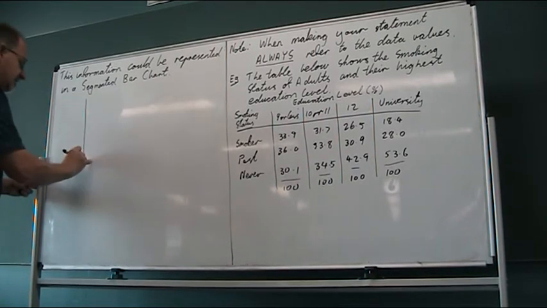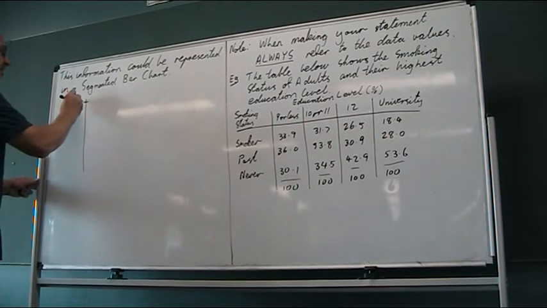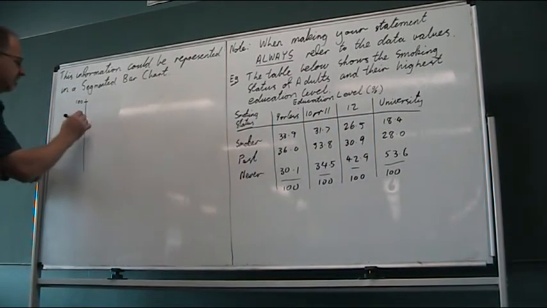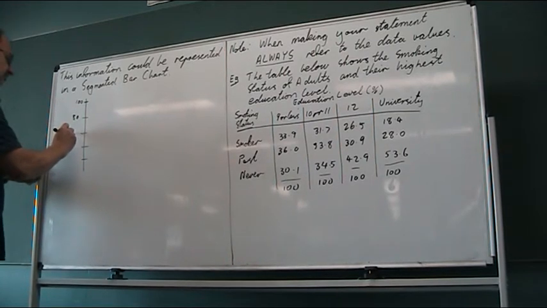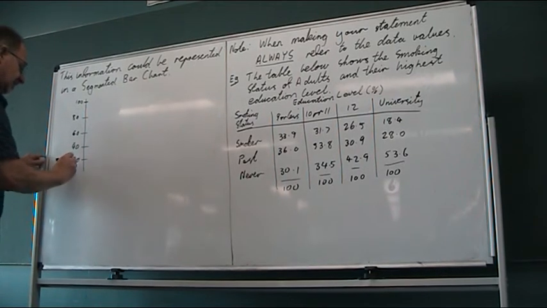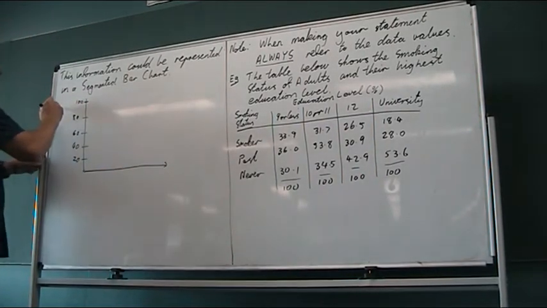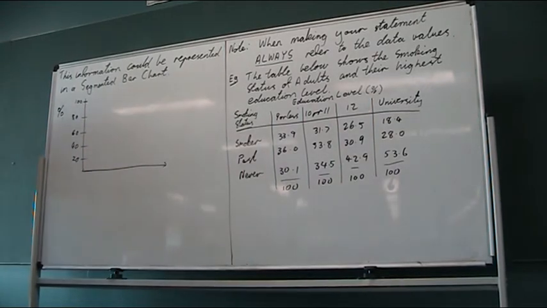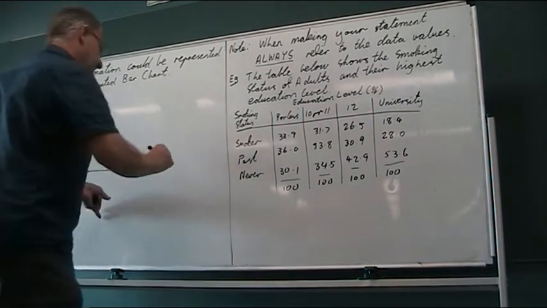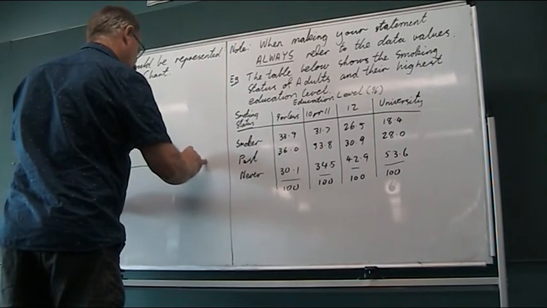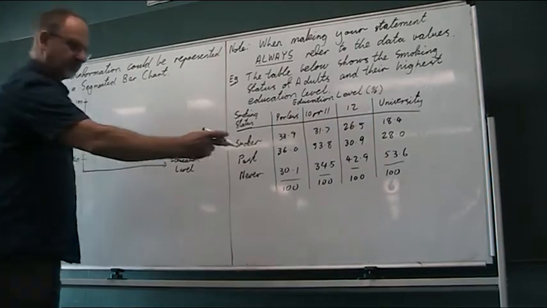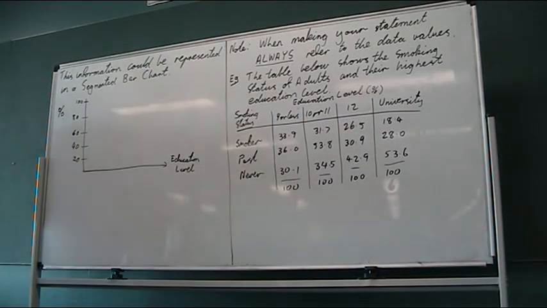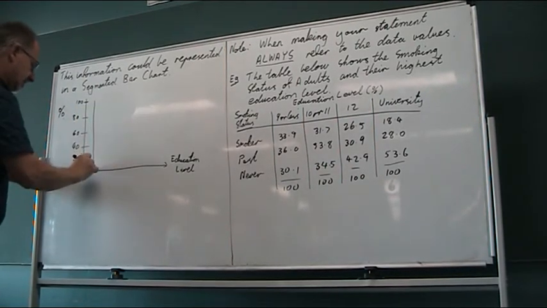So up the side here is where we would go 100, 80, 60, 40, 20. So that's our percent up the side there, and along the bottom would be our education level. So we're going to have 4 bars, one for each of our education levels. Now each bar goes all the way to the top.